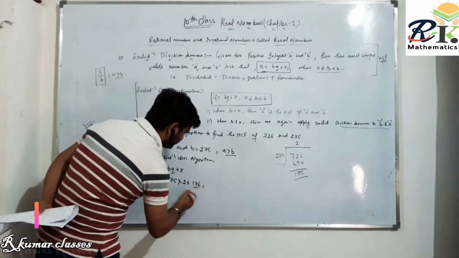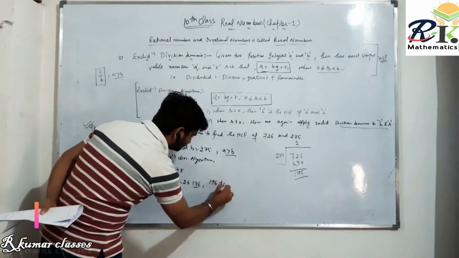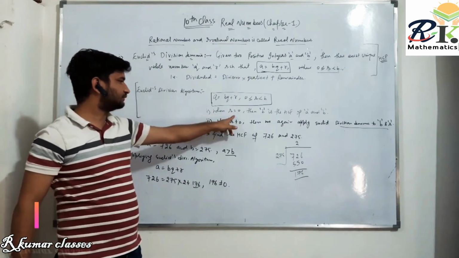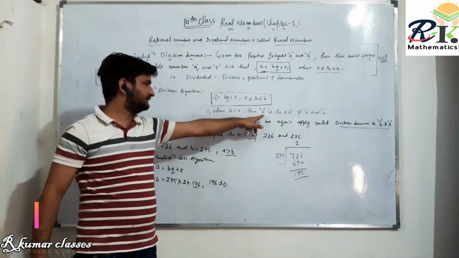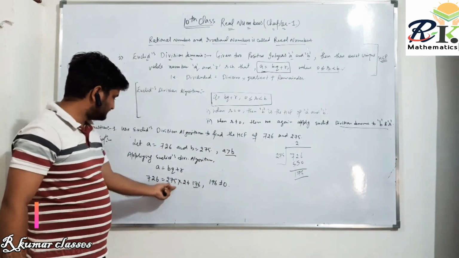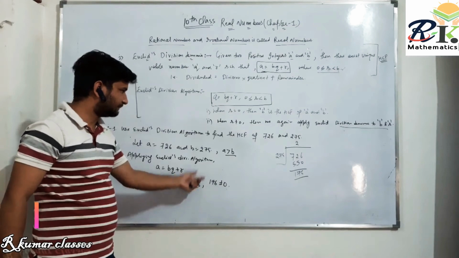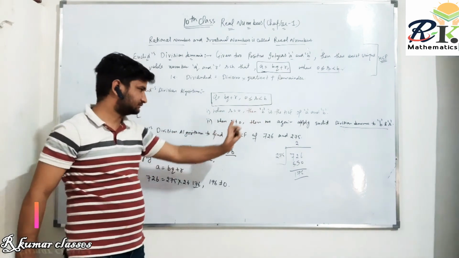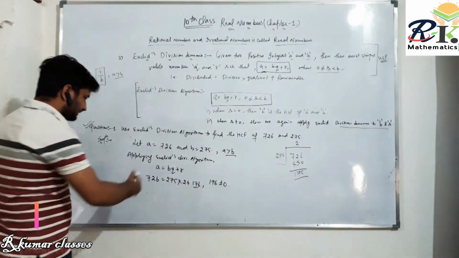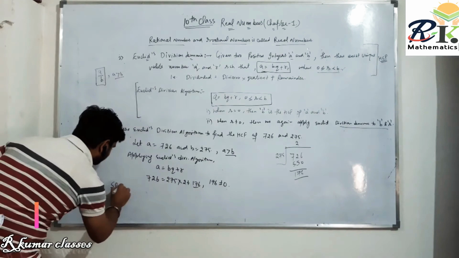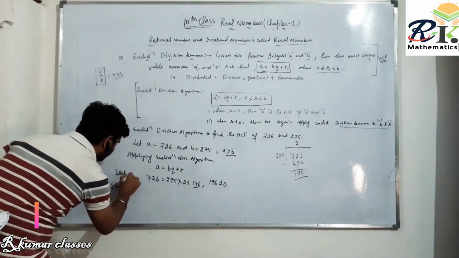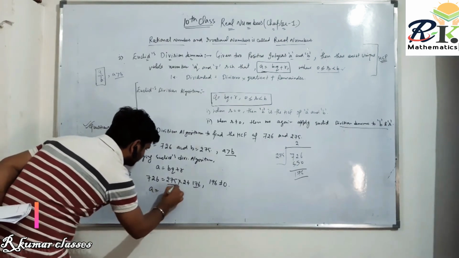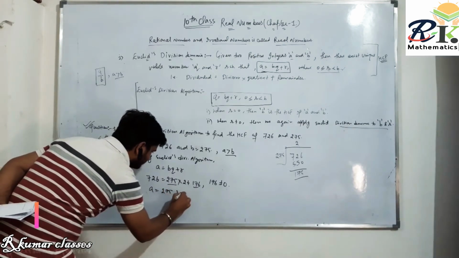We see that the remainder 176 is not equal to 0. According to the division algorithm, when the remainder is 0, b is the HCF of a and b, but here the remainder is not 0. So we apply Euclid's division lemma again. This is step 1, so we apply step 2. In step 2 we take a is equal to the divisor 275 and b is the remainder.